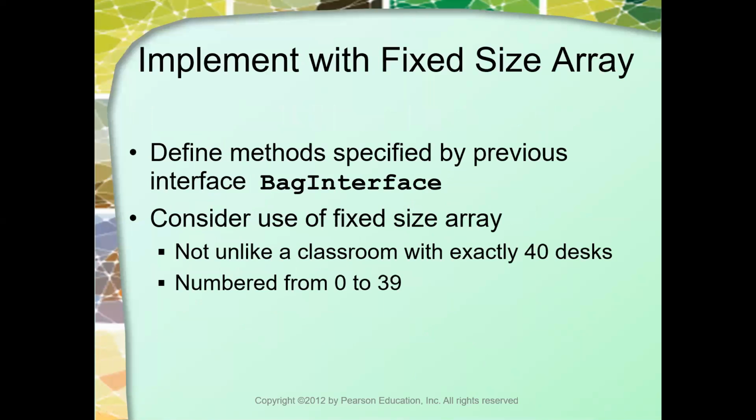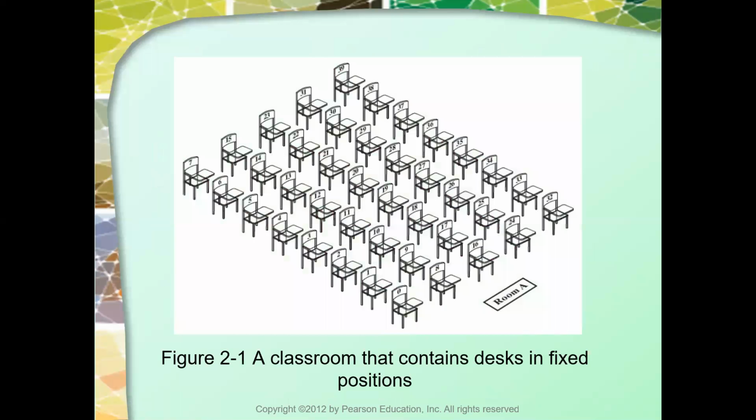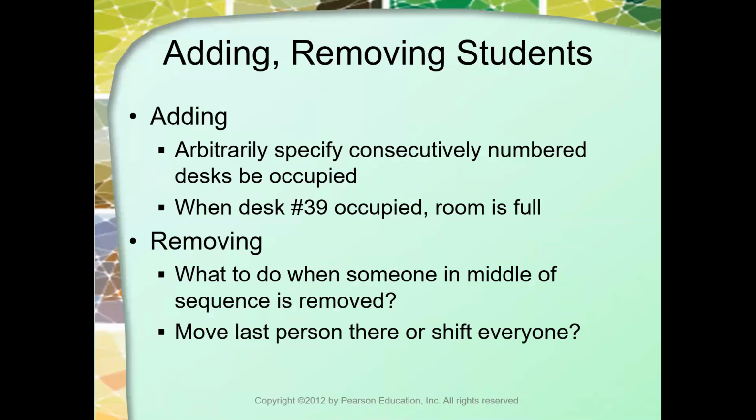With the idea of a fixed size array for the bag, you can imagine that you have a classroom with something like 40 desks numbered from 0 to 39, and that sort of symbolizes your array. The desks are places where students can actually sit, and when you add somebody to the room, they're added starting at 0 to the next chair available.